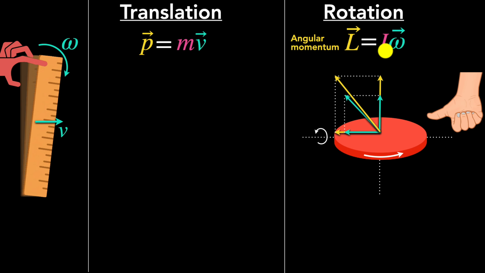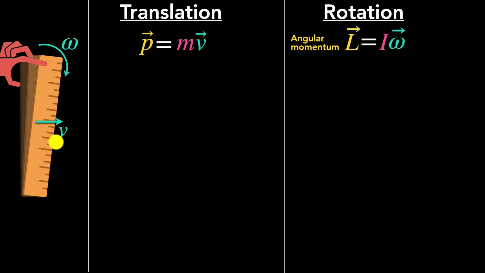Okay, coming back to our original problem, if I could figure out how much angular momentum this ruler has gained after I flick it, then I'm done, because then I can divide by the moment of inertia and calculate the angular velocity. But the big question now is, how do I figure out how much angular momentum it gains after I flick it? Well, let's come back to translational motion. How do we figure out how much linear momentum it gains after we flick it?